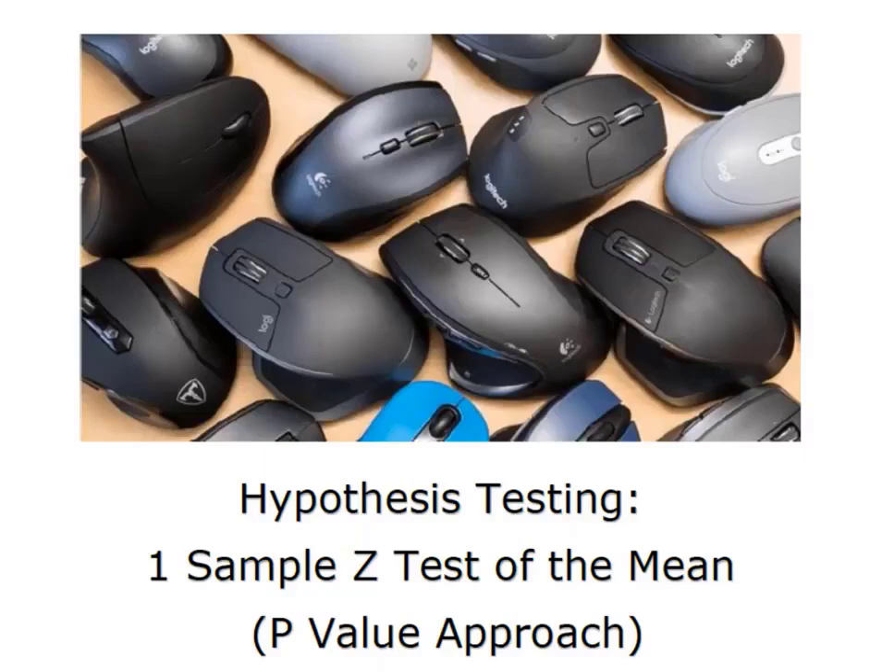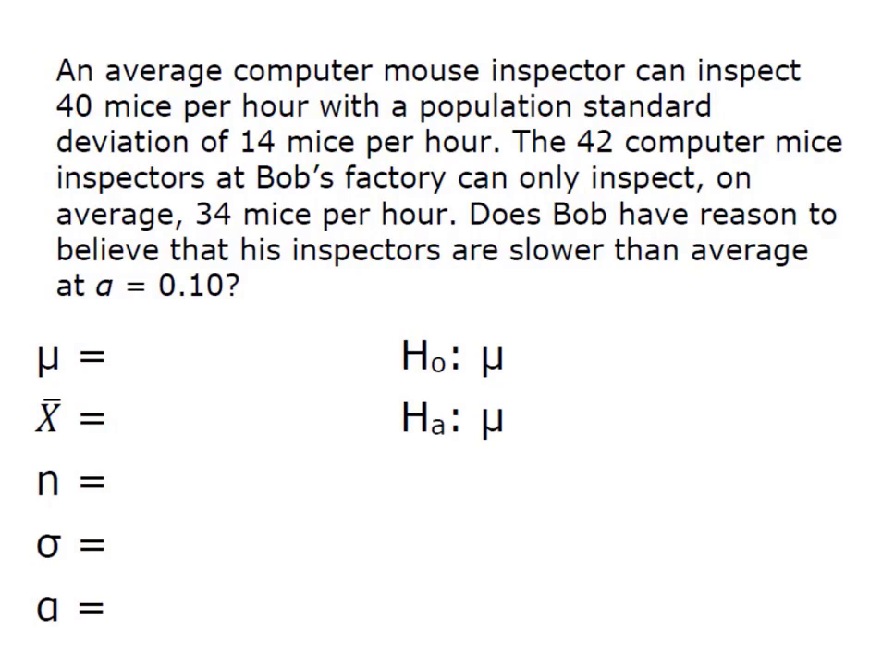Hey everybody, it's Professor Williams, and today I'm going to run a one-sample z-test of the mean, but I'm going to use the p-value approach to make my decision. The average computer mouse inspector can inspect 40 mice per hour with a population standard deviation of 14 mice per hour. 42 computer mice inspectors at Bob's factory can only inspect, on average, 34 mice per hour. Does Bob have reason to believe that his inspectors are slower than average at an alpha of 0.10?